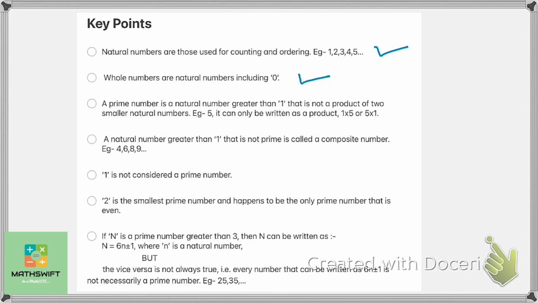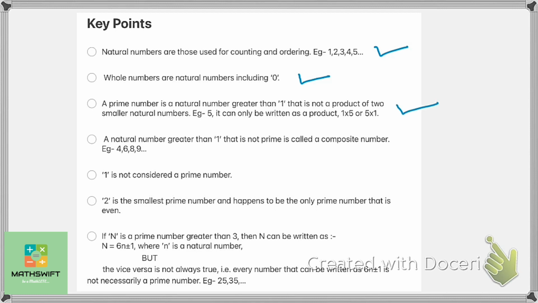Now prime numbers. A prime number is a natural number greater than 1 that is not a product of two smaller natural numbers. We can also say it this way, that a prime number has only two factors, that is 1 and the number itself, or we can say that prime numbers are indivisible. Example 5. It can only be written as a product 1 into 5 or 5 into 1 and both mean the same.